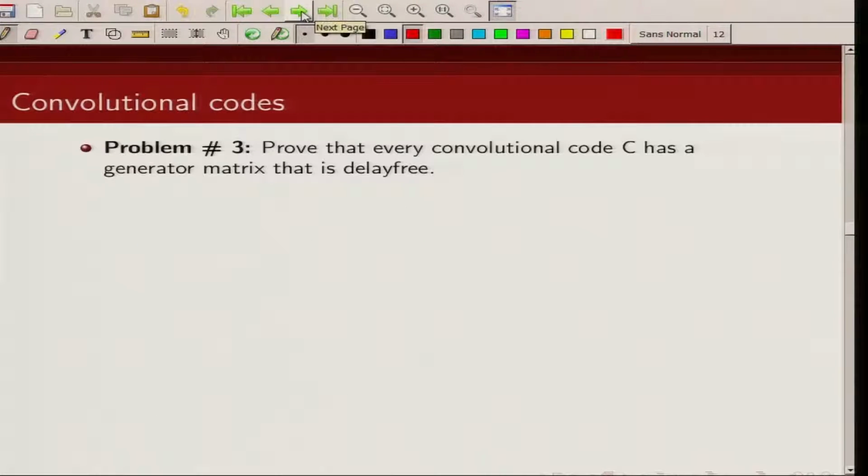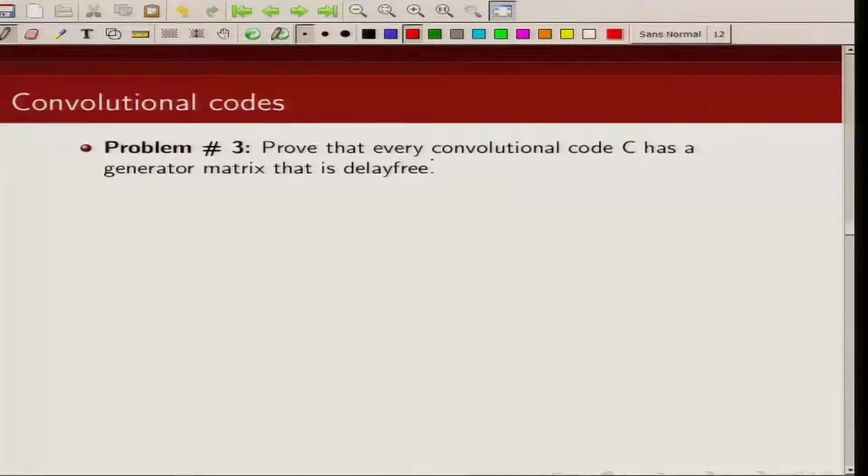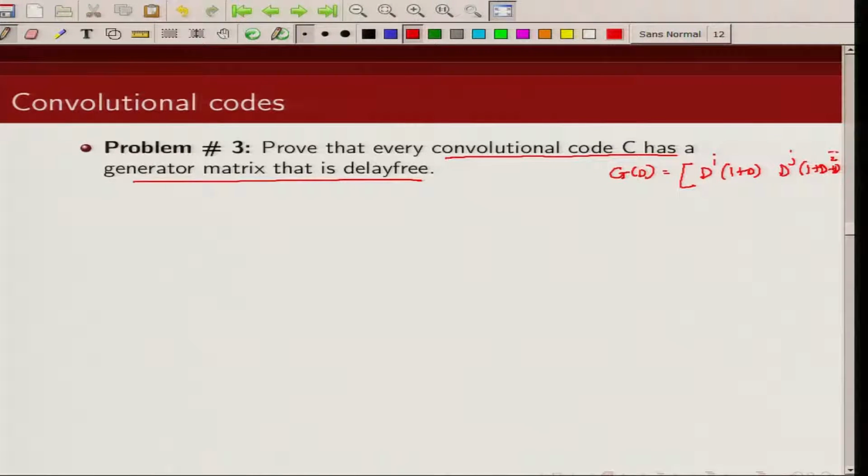Okay. Now, the next question that we will solve is to prove that every convolutional code has a generator matrix which is delay free. Delay free means that if we have a generator matrix of the form, let us say, D^i and then something like 1 plus D, and D^j, 1 plus D squared or something like that, we can always write an equivalent generator matrix which will be free of these delay terms. I will talk about that.